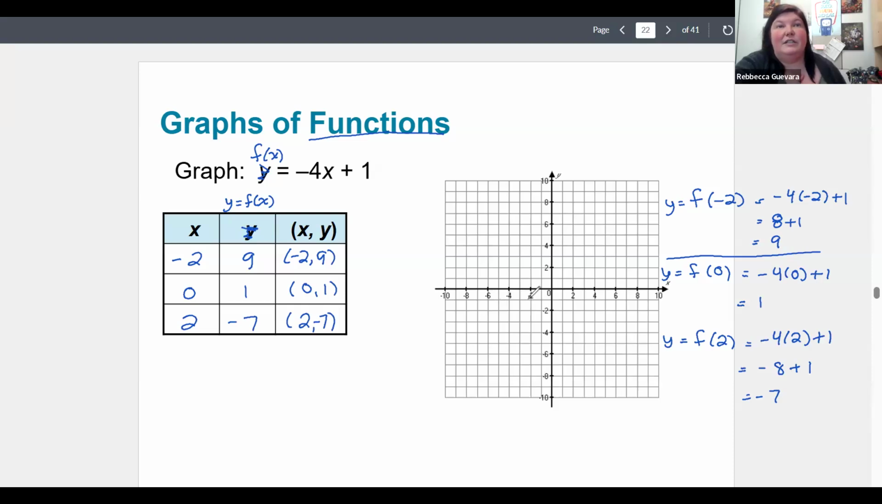Now to graph these: negative 2 and 9, 0 and 1, and 2 and negative 7. All right, hopefully I can make this tool work right. And there's the graph of my function. So hopefully you can start noticing something similar about graphs of functions.